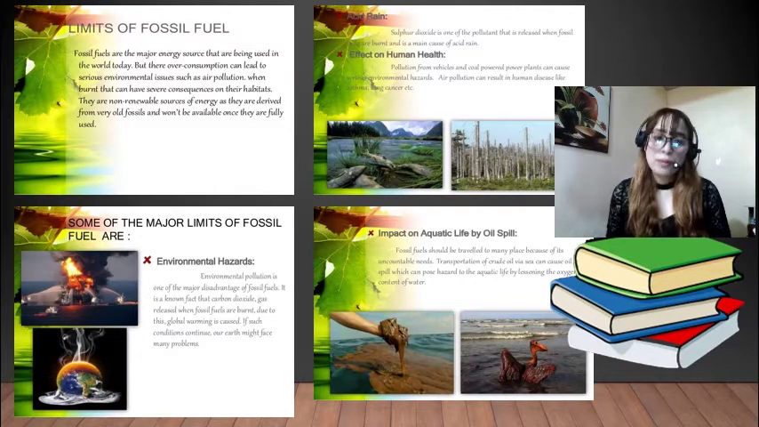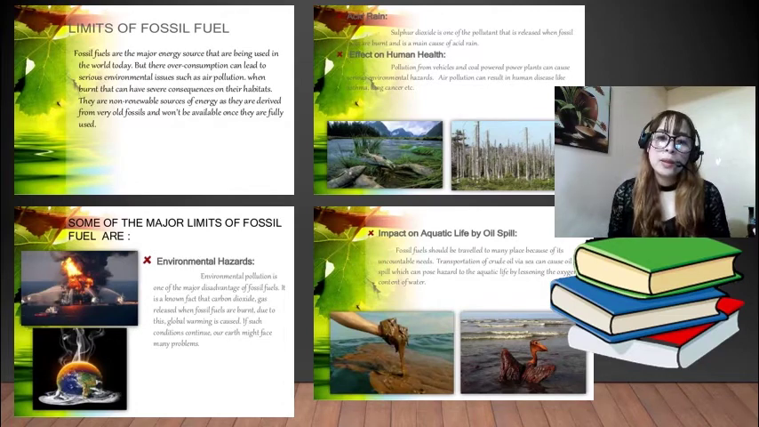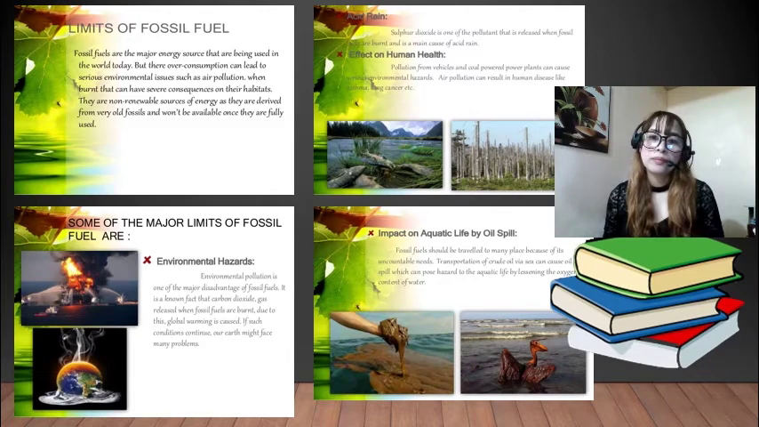The first major disadvantage of fossil fuel is environmental hazards. Once fossil fuel is burned, it releases a gas called carbon dioxide, which causes what we call global warming. Global warming is one of the environmental conditions that, if it continues over time, the earth might face a major problem.